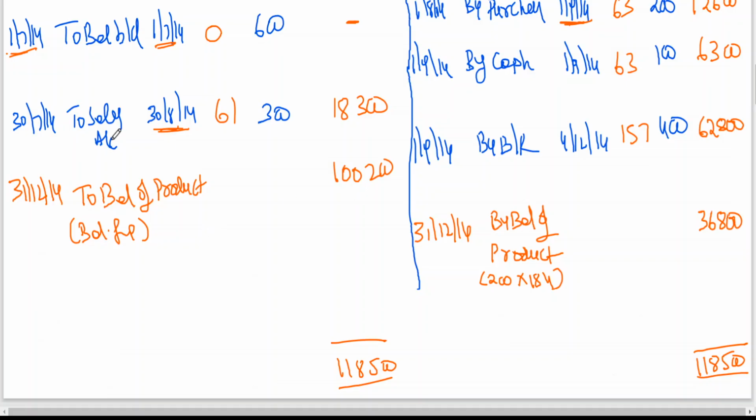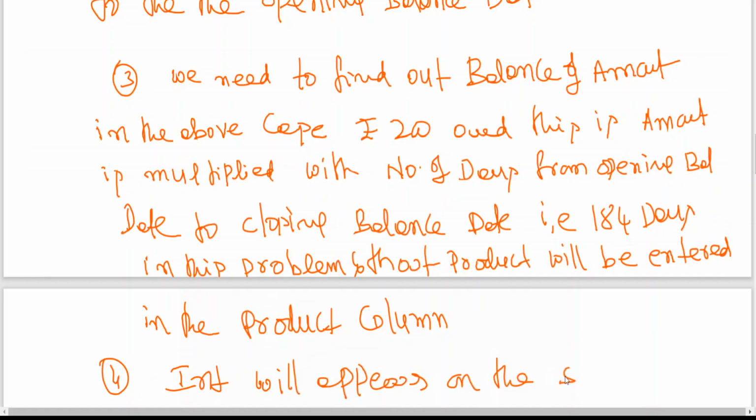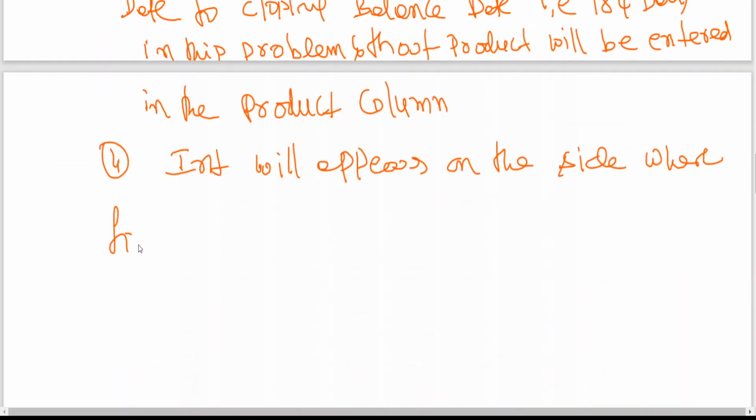Okay, so that third point I am writing: interest will appear on the side where the final balance of product appears. The final balance of product which appears.